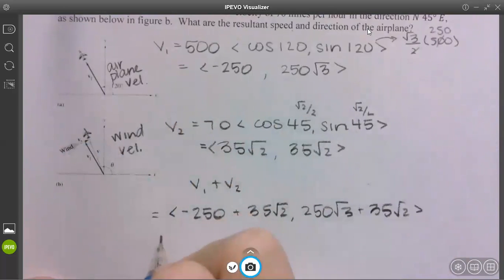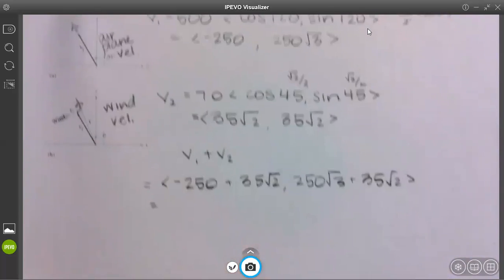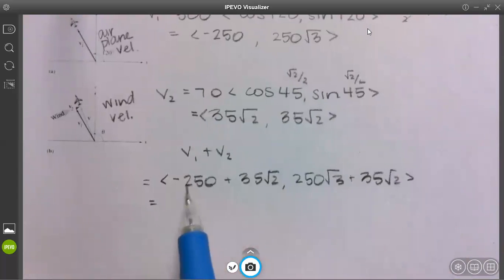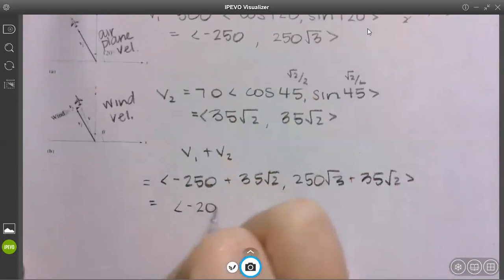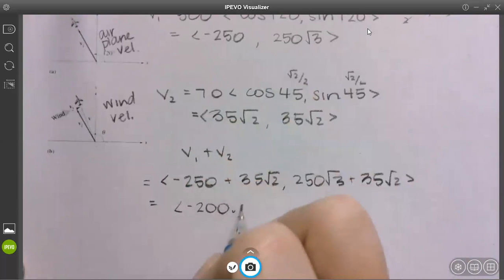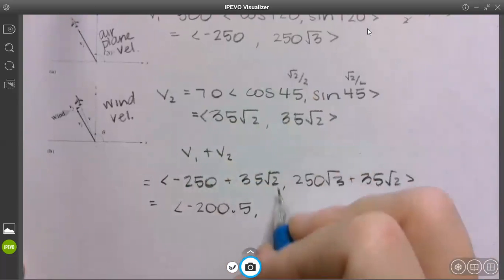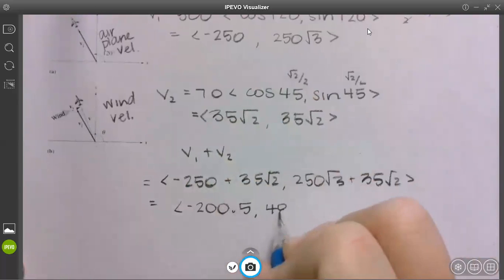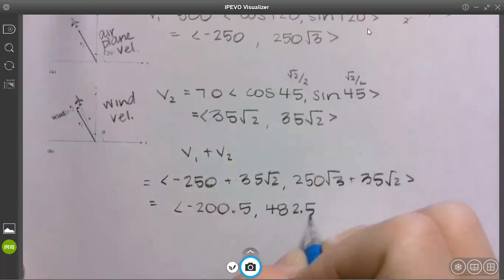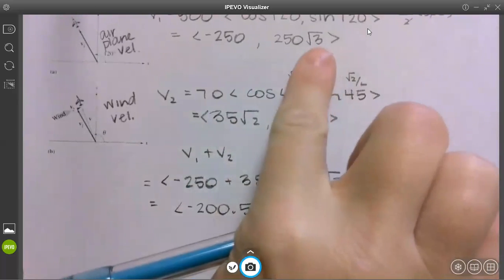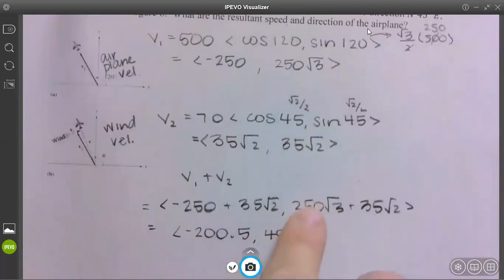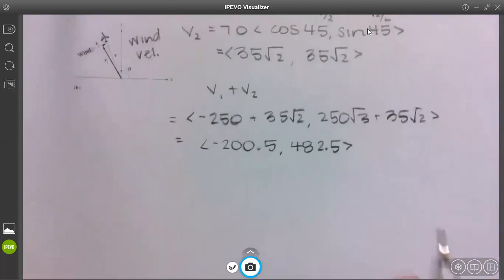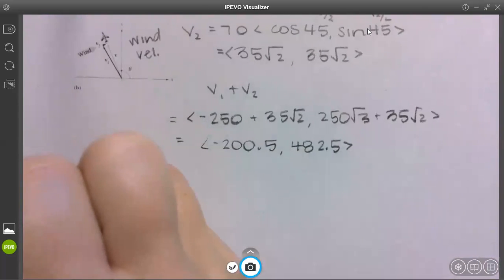We're going to go ahead and do some decimals here. When I put it in my calculator, we're going to add these in our calculator. We get negative 200.5 and 482.5. And I told you up here, it wouldn't have mattered if you would have given me a decimal. So you don't have to use a cheat sheet. You can use decimals because it's going to come out to be a decimal anyway. No worries.